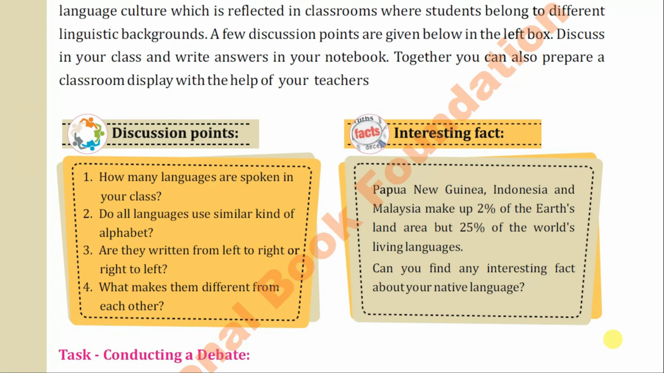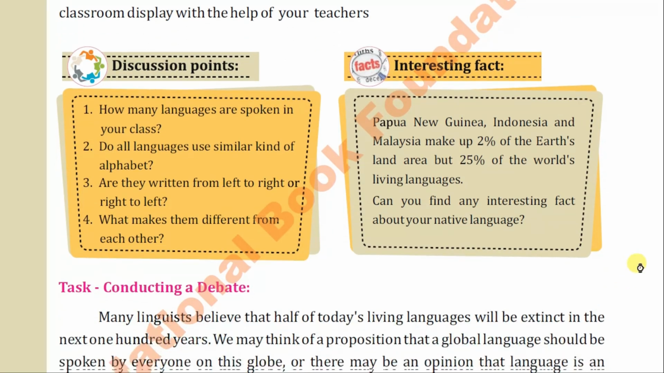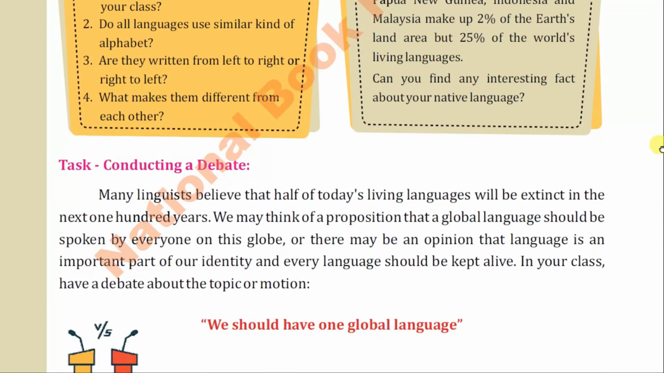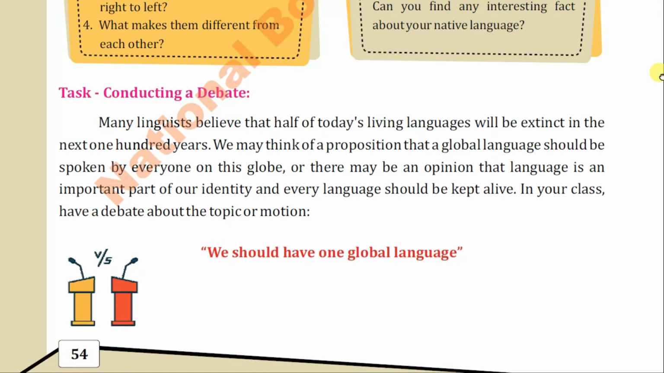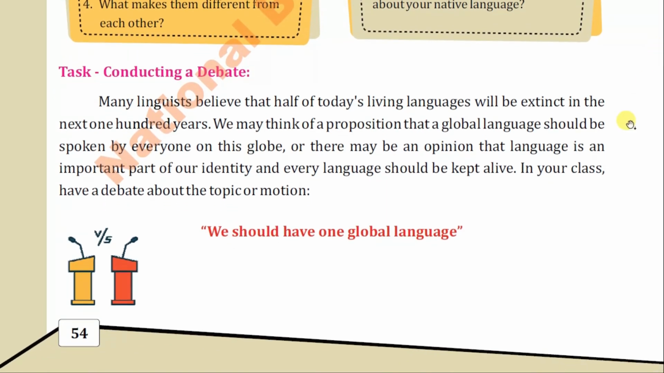Now we come to the next task, that is conducting a debate. Obviously, this task can also be performed only in the classroom, but some things that we can discuss in this video. Many linguists believe that half of today's living languages will be extinct in the next 100 years. Now, what is the meaning of extinct? That means that they will be completely wiped out. Many languages will be wiped out in the next 100 years.